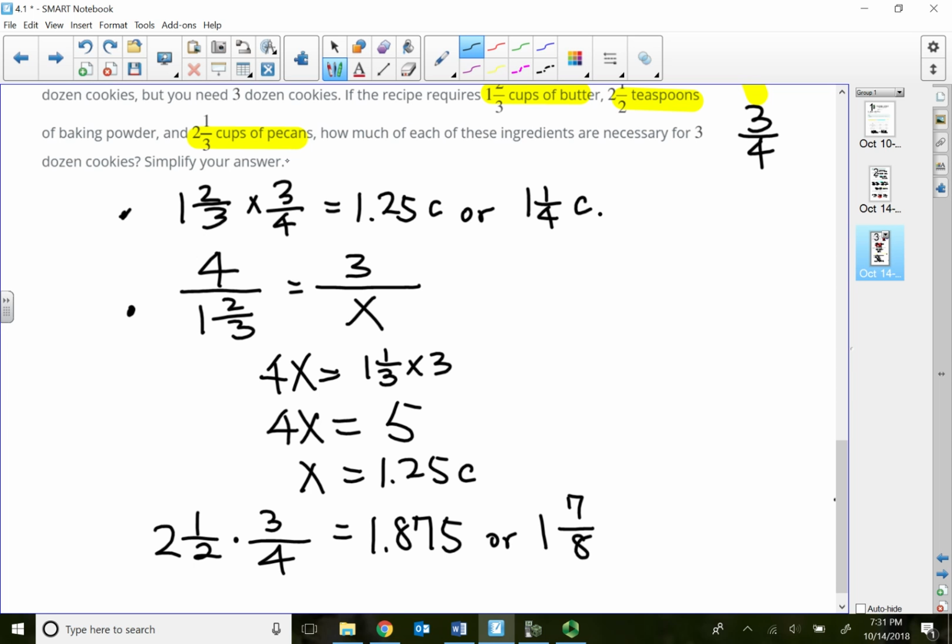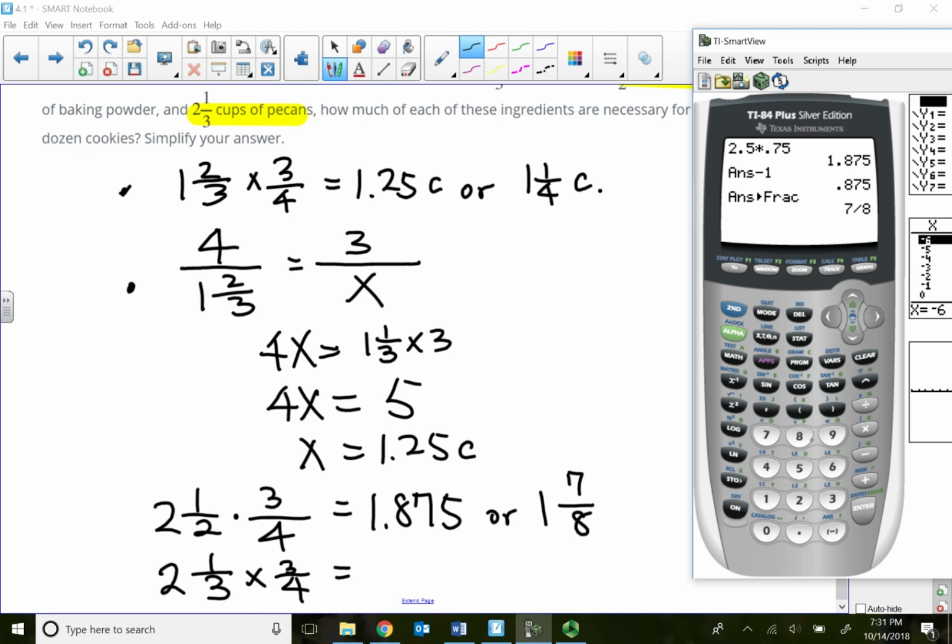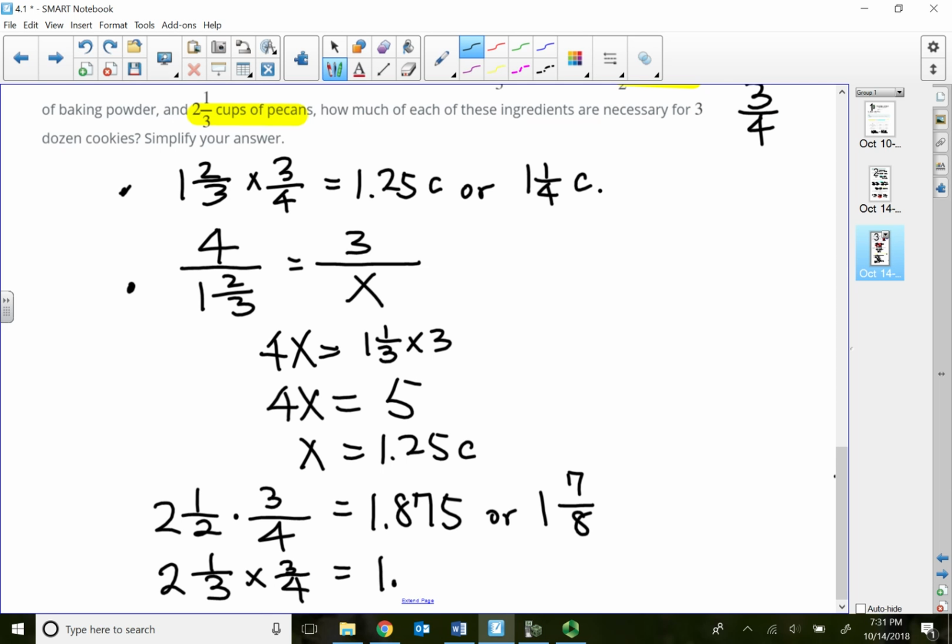Just like my pecans, 2 and 1/3 cups of pecans. 1/3 is 0.3 repeating, so I'm just going to type 2 and 1/3 in as a mixed number. And I now need 3/4 of the ingredient. So parenthesis 2 plus 1 divided by 3, times 0.75, or you can type in 3 divided by 4. Either way will work. 1.75. 1.75 is the same as 1 3/4 cups of pecans.